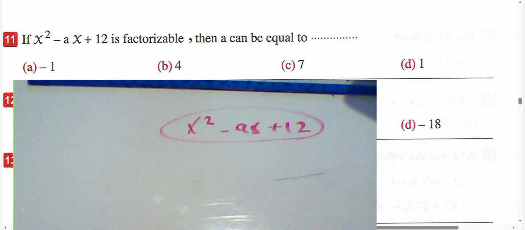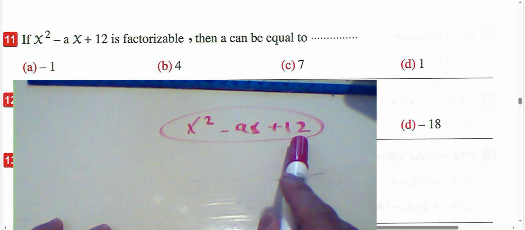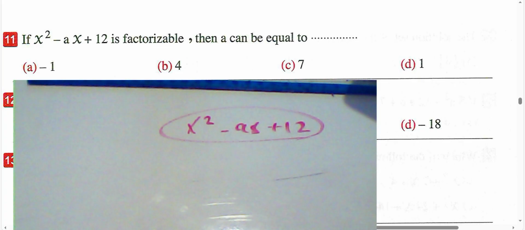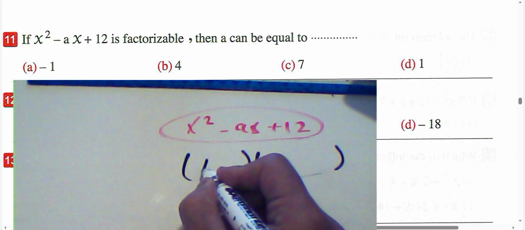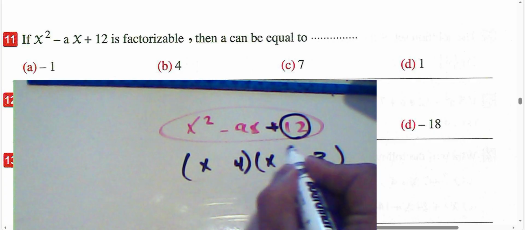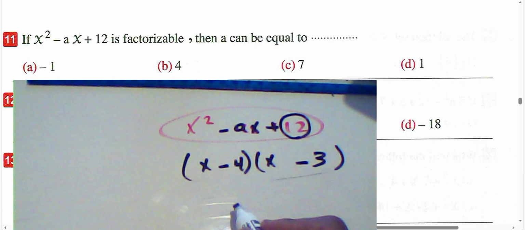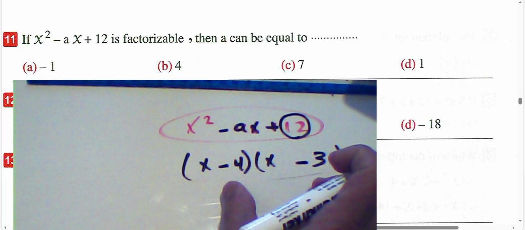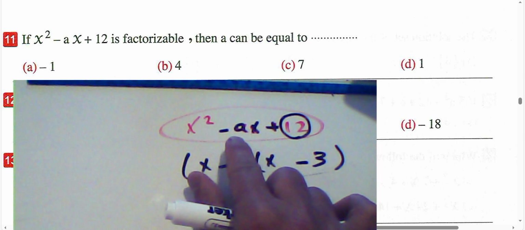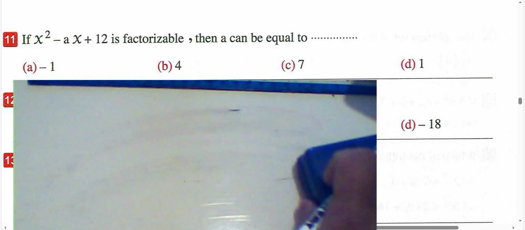We can find two numbers whose product equals 12 and whose sum equals a. We know 3 times 4 equals 12, and 3 plus 4 equals 7. Understood? We can factorize like this: x times x for x power 2, and 3 times 4 equals 12, with both negative because the sign here was negative. We can find the middle term by multiplying extremes and means: negative 3x and negative 4x equals negative 7x. Then the value of a will be 7. Choose the answer letter C.